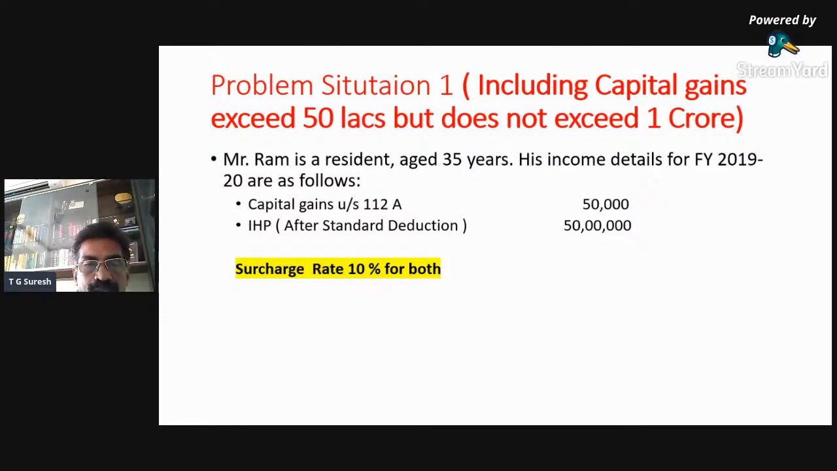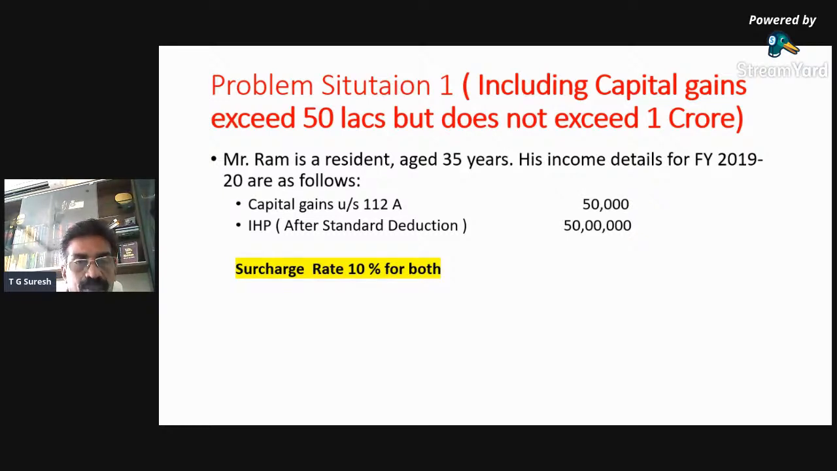So I'll just repeat again. If I take this as 0, I have two options. I can take 112A as 0, other income 50 lakhs. If I take other income 50 lakhs, my incremental income is 50,000. My incremental tax is 131,250. So the difference between these two is what is going to be allowed as marginal relief. So if I use this method, I will get 1470.